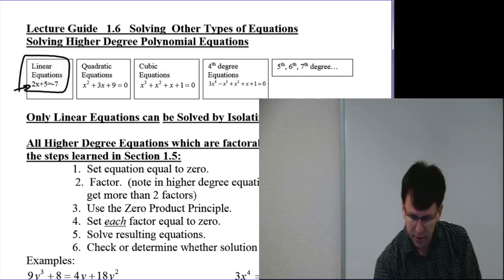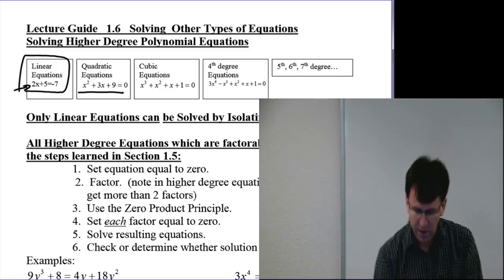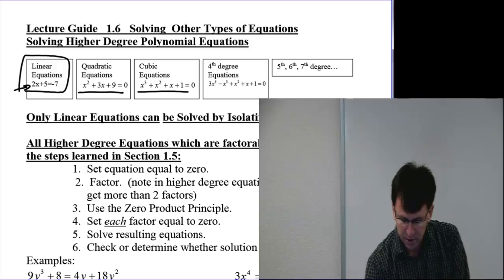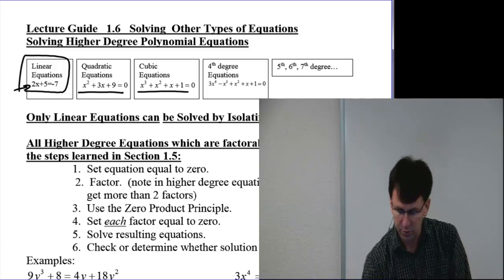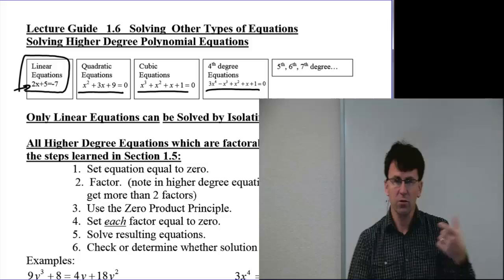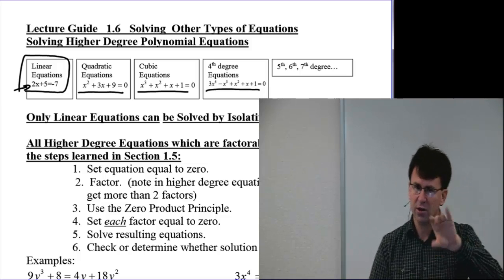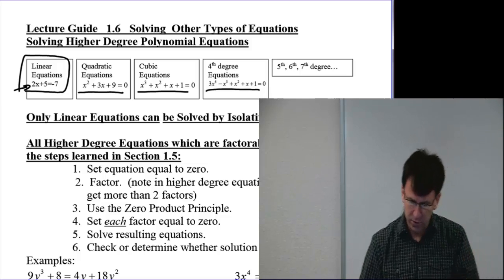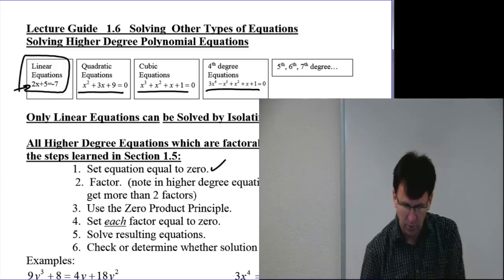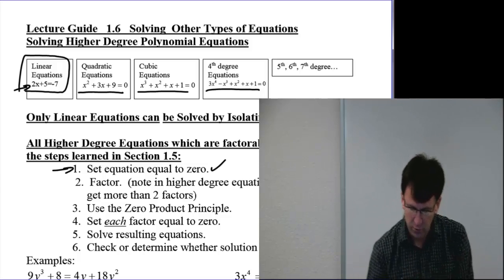We need to be able to identify polynomials. A quadratic is a type of polynomial. Here's a cubic equation. That's a polynomial. And there's a fourth degree equation. Those are all polynomials. And that strategy is going to be all about setting it equal to 0 and hoping for the best. So that's our step number 1. Set this equation equal to 0.